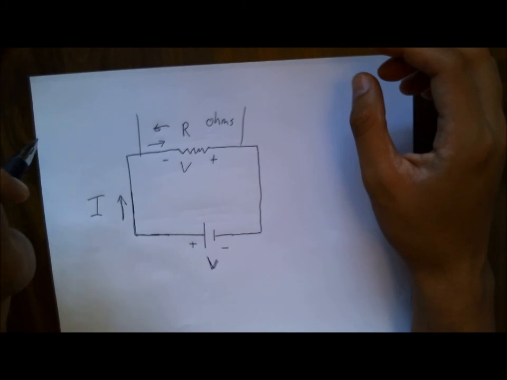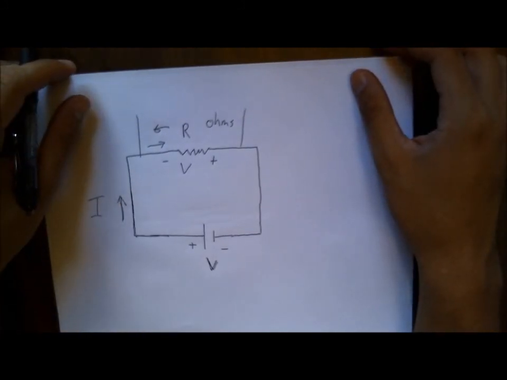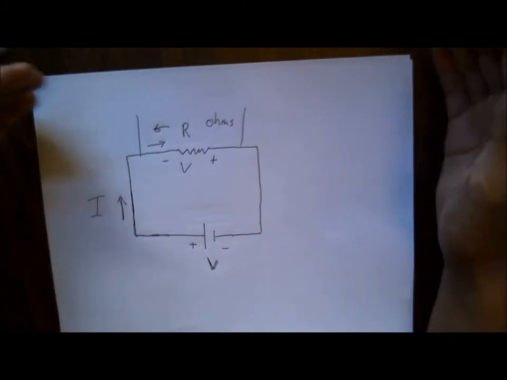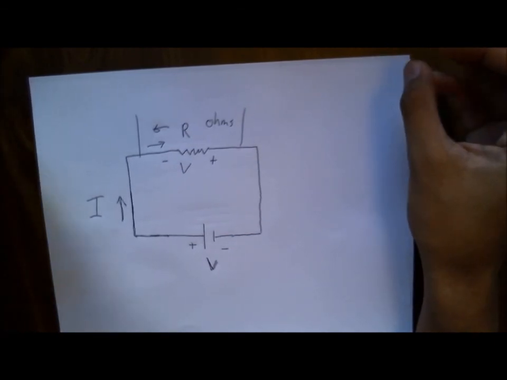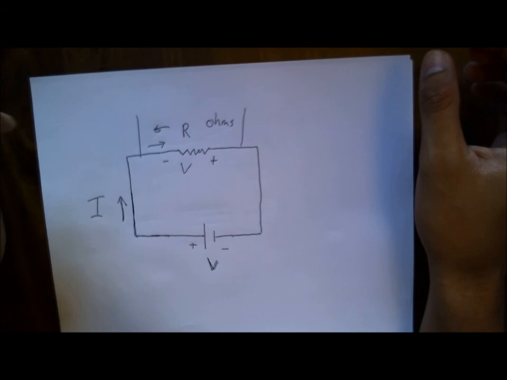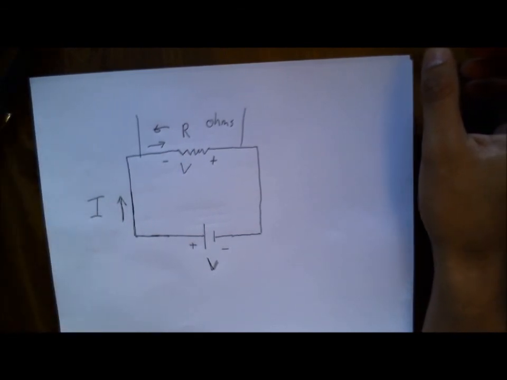So that was basically a brief introduction to electric circuits, a basic DC circuit. In the next video, I'm going to talk about energy and power and independent and dependent sources. I'll see you there.